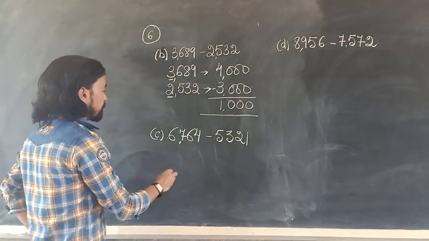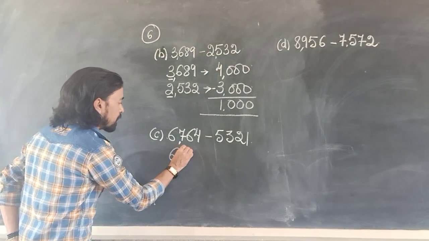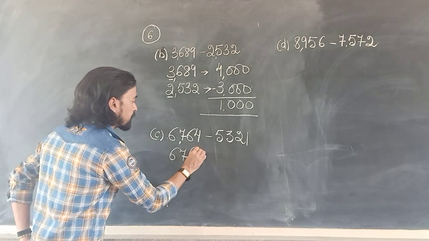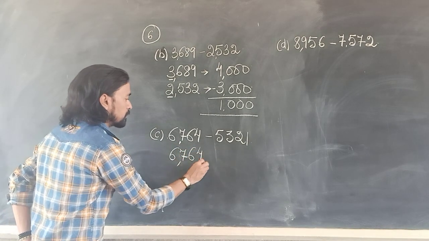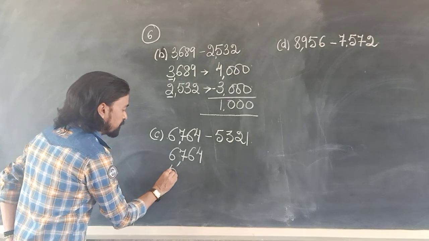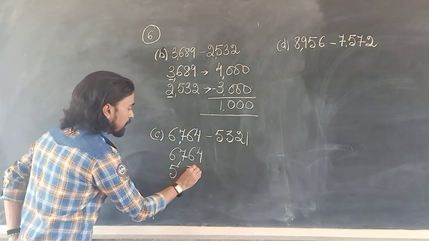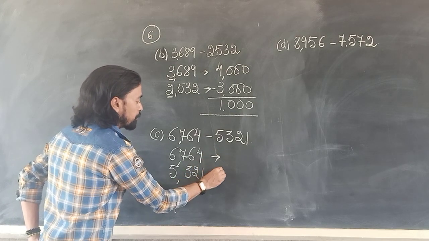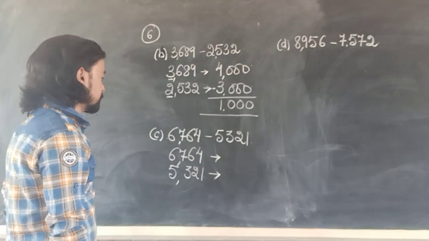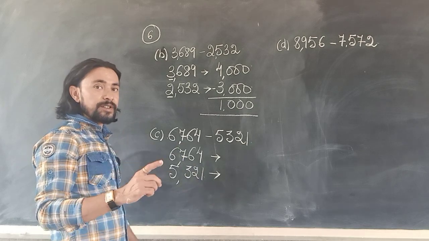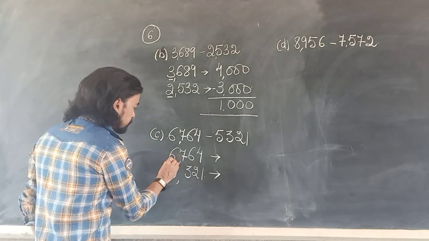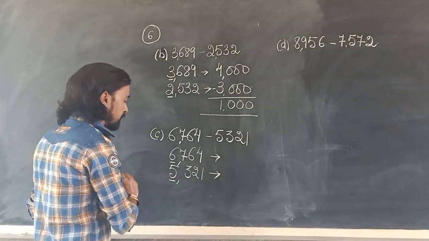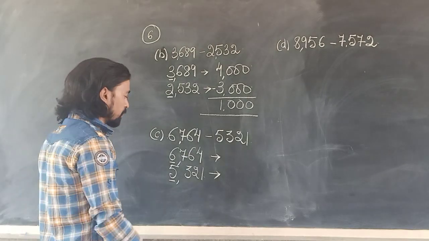Coming to sum C. Again, I take down my numbers 6,764 and 5,321. I put arrows. I am rounding off to the nearest thousands. So I underline my thousands place value.